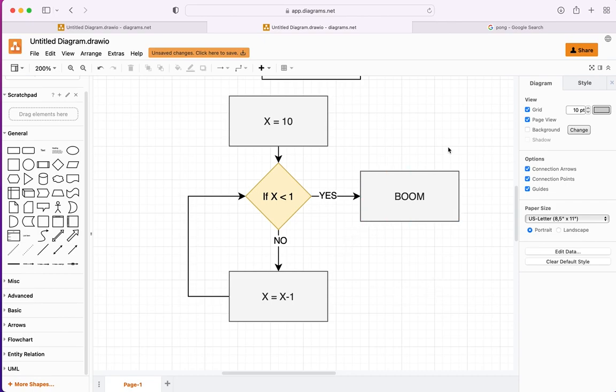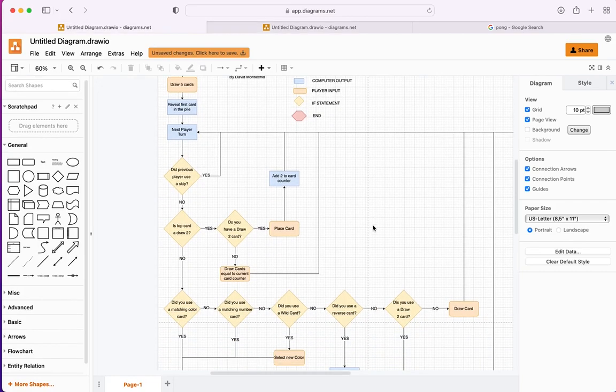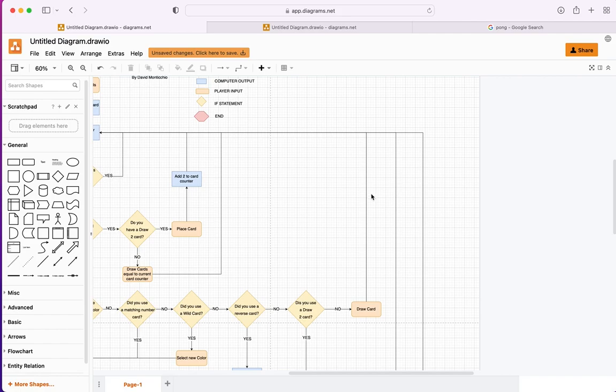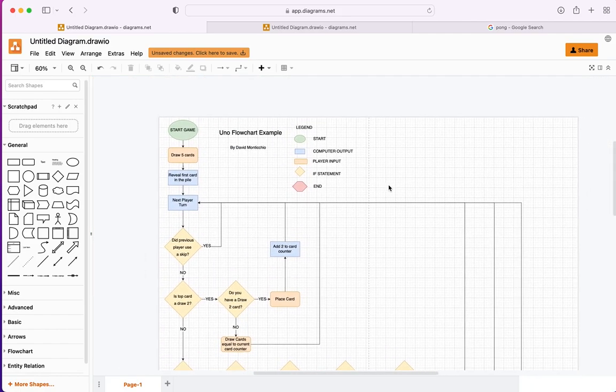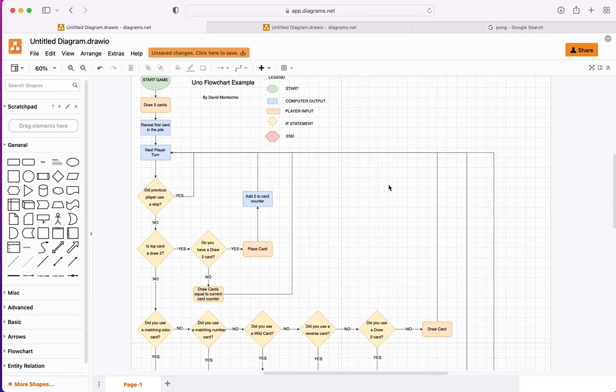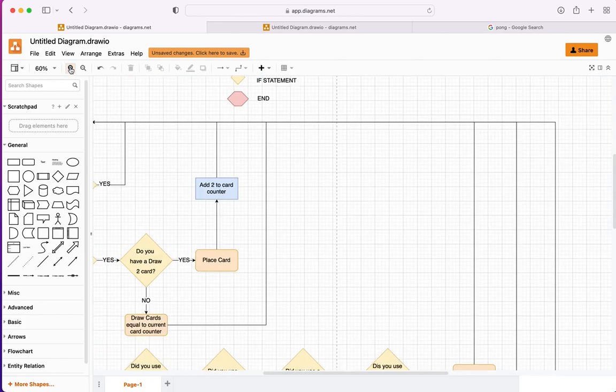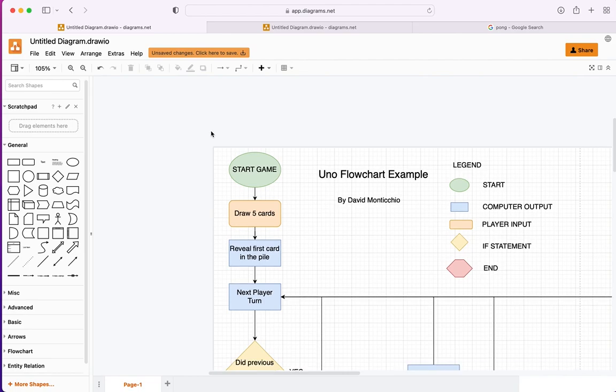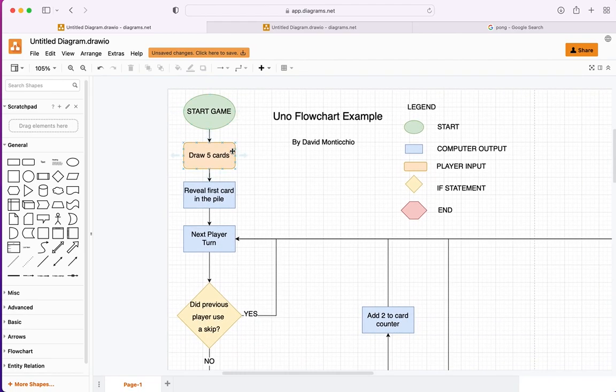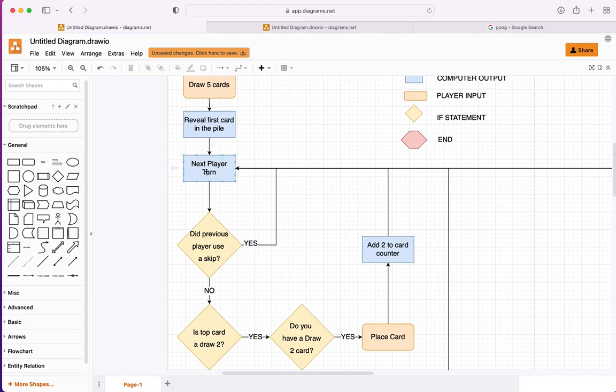Because we're going to make flowcharts here. And flowcharts can get very confusing. Like, here is one. Let me just click that off. Here's one I made for Uno. Now, Uno is a very simple game, but if we look at it, there's a lot of stuff going on here. We draw 5 cards, we reveal the first card from the pile, and then there's a player's turn.